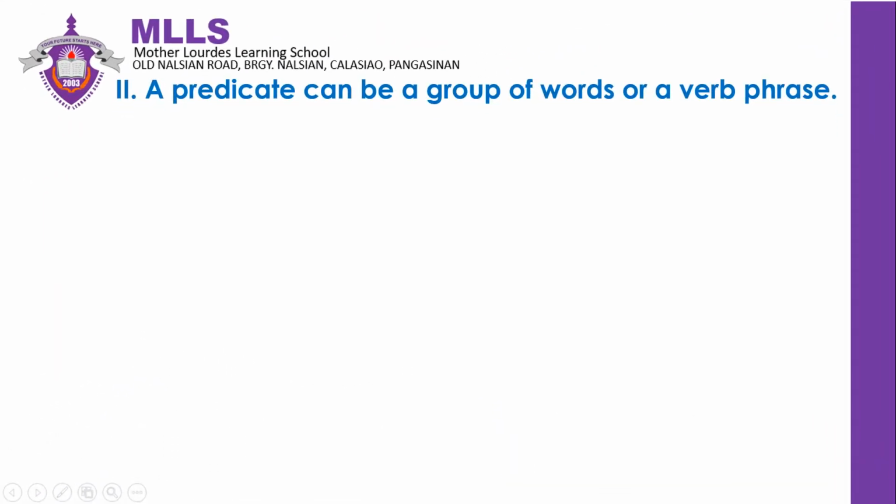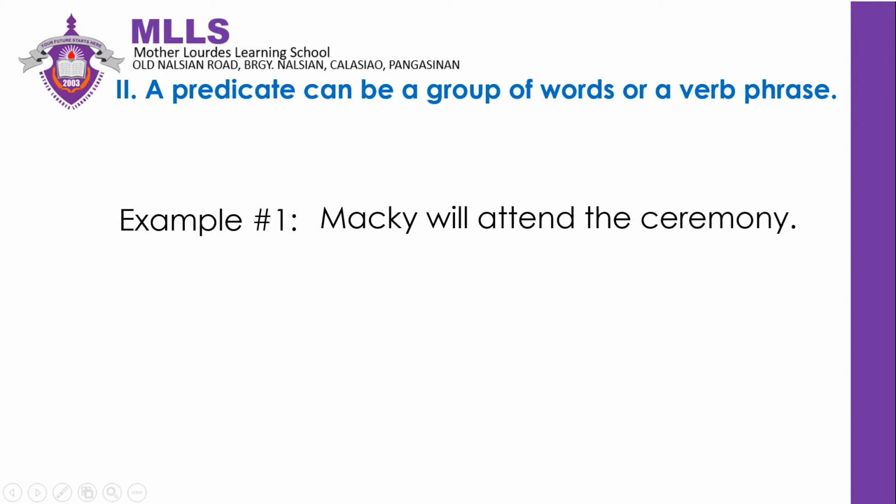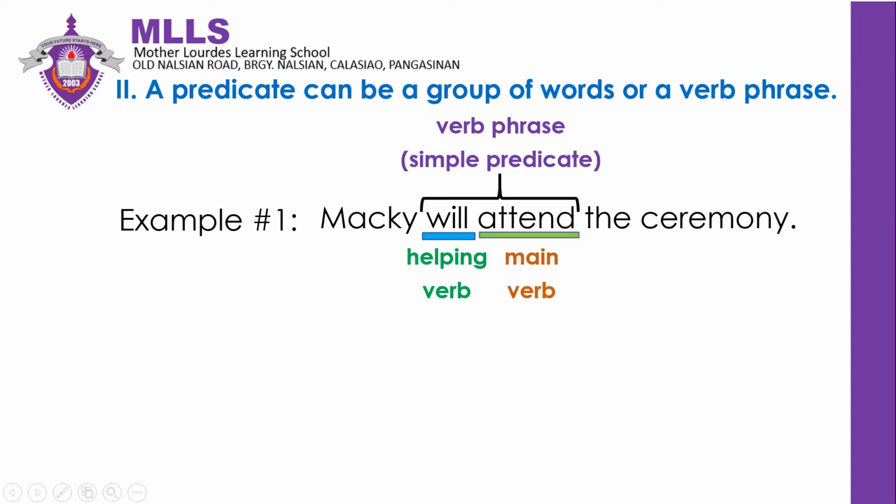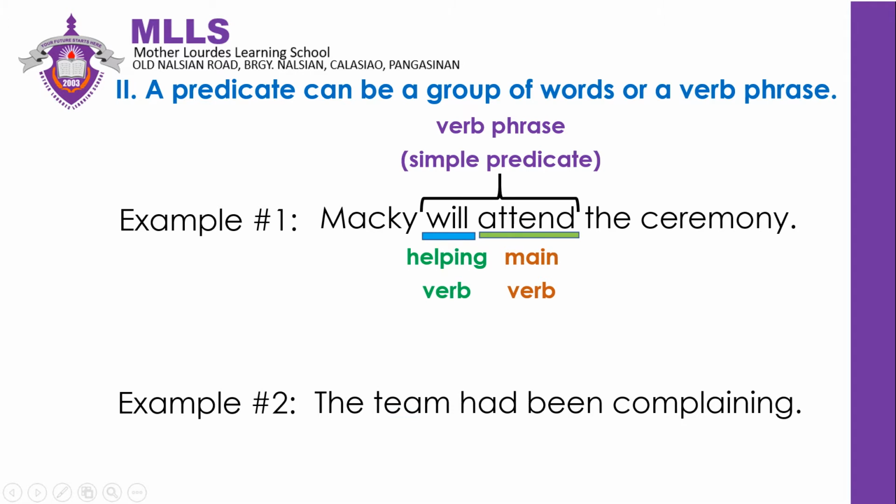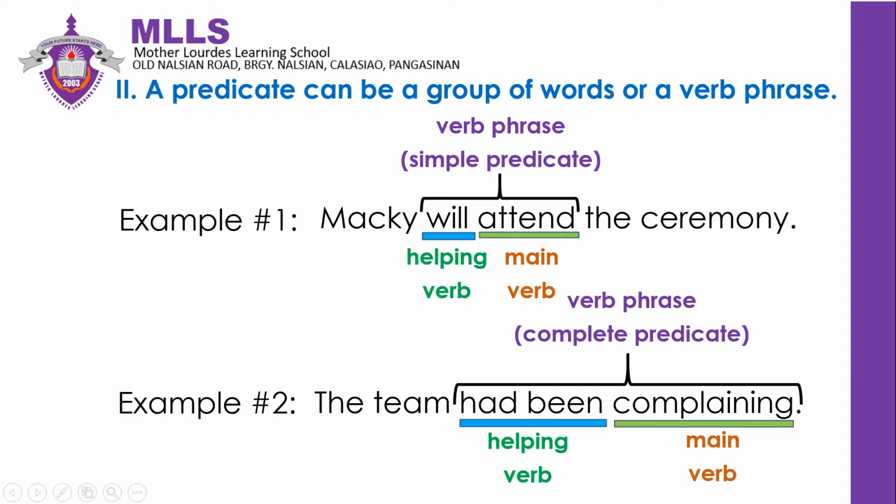A predicate can be a group of words or a verb phrase. Example number 1. Mackie will attend the ceremony. The helping verb will and the main verb attend form the verb phrase, which is the simple predicate of this sentence. Example number 2. The team had been complaining. The helping verbs had been and the main verb complaining form the verb phrase, which is the complete predicate of the sentence.